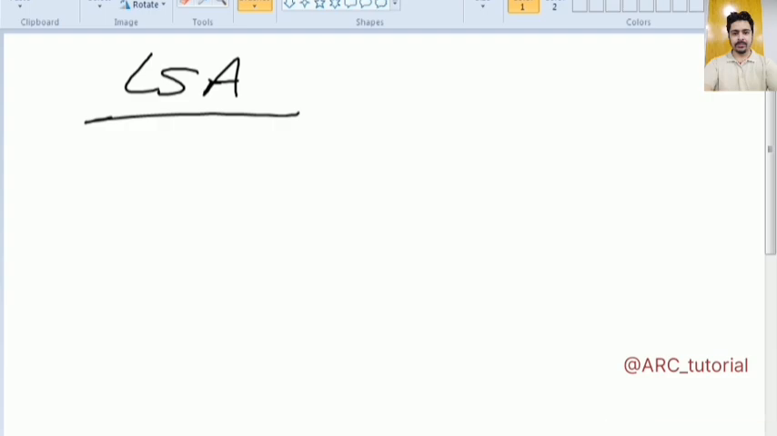Full LSA, not only the header, because headers were also contained by DBD. But this time in LSU, you will have the complete LSA. So remember that in OSPF, whenever updates go from one device to another, they will always go in the form of LSA, also known as link state advertisement.